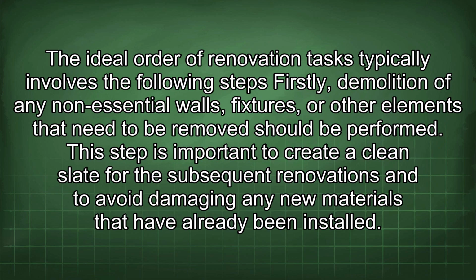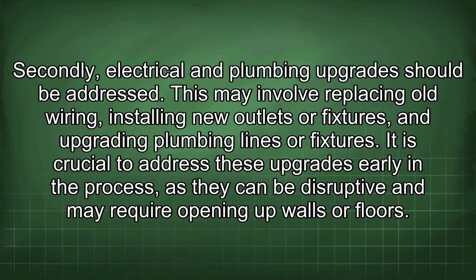Firstly, demolition of any non-essential walls, fixtures, or other elements that need to be removed should be performed. This step is important to create a clean slate for the subsequent renovations and to avoid damaging any new materials that have already been installed. Secondly, electrical and plumbing upgrades should be addressed. This may involve replacing old wiring, installing new outlets or fixtures, and upgrading plumbing lines or fixtures.